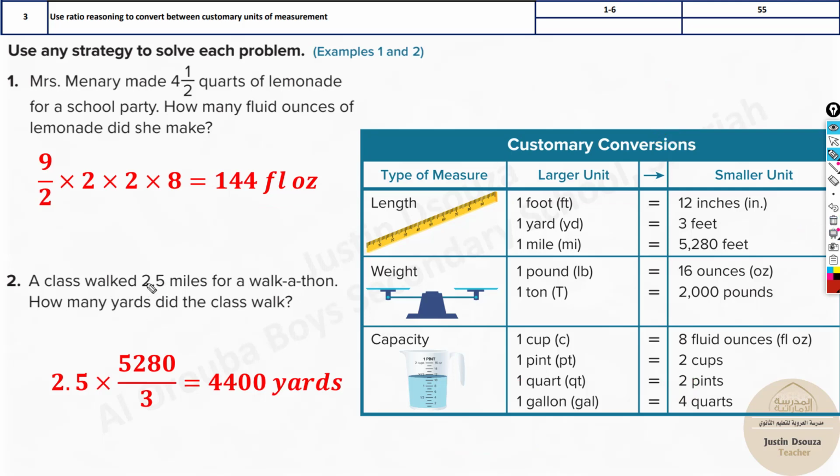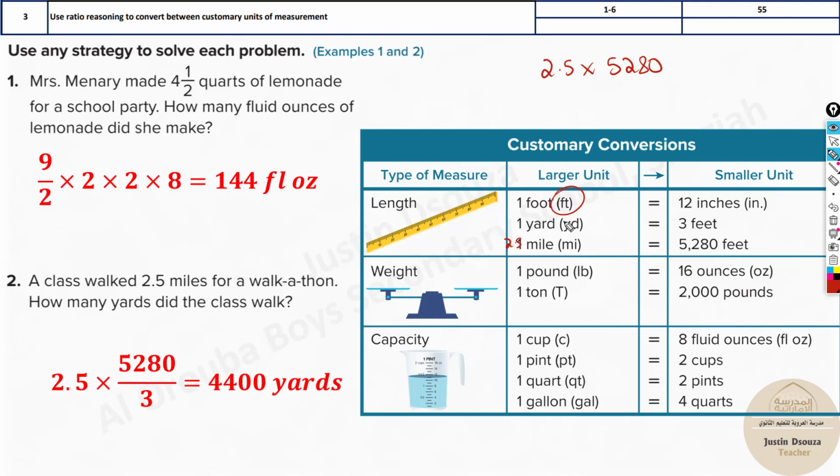Here, the next one also, miles is given. 2.5 miles. Multiply it with what? 5280. 2.5 multiplied with 5280. Now this, whatever we get, is in feet. Now this is important. They don't want it in feet, they want it in yards. So what we do is, we convert this first. 2.5 times 5280. Now we got feet.